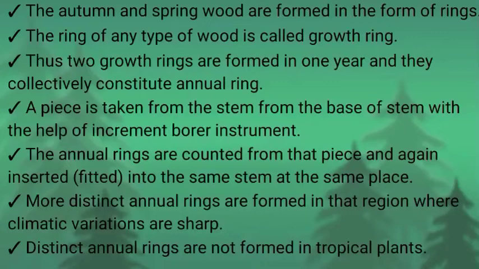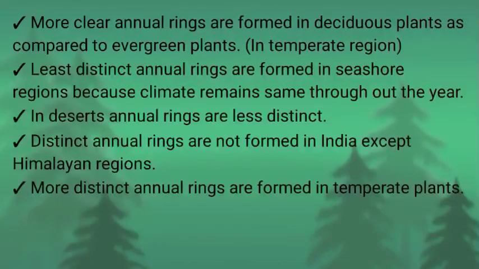A piece is taken from the base of the stem with the help of an instrument called an increment borer. The annual rings are counted from that piece and it is again inserted or fitted into the same stem at the same place. More distinct annual rings are formed in regions where climatic variations are sharp. Distinct annual rings are not formed in tropical plants. More clear annual rings are formed in deciduous plants as compared to evergreen plants.